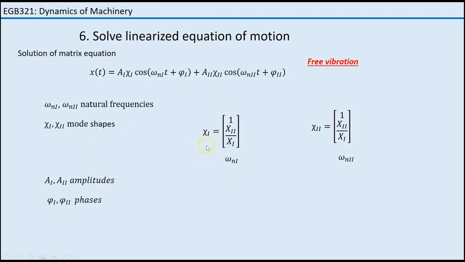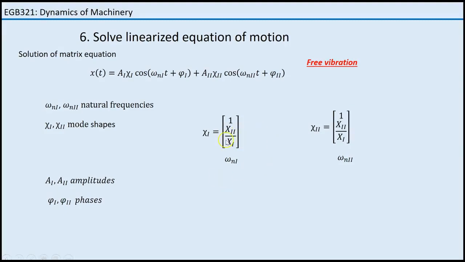And this is a vector, so it can be expressed like this, where the first element will always be 1 and the second element will be a ratio. This ratio actually tells you how the system vibrates. Let's see what x2 and x1 represent through the diagram. By the way, x1 and x2 are the amplitudes of motion. We'll have a diagram which will make this clearer.